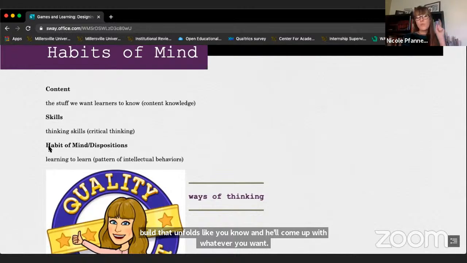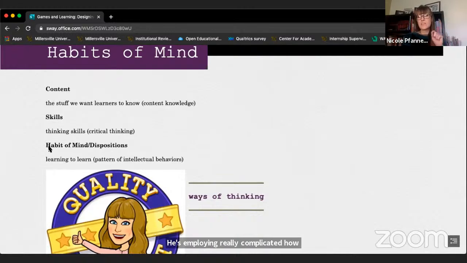He's employing really complicated habits of mind, creativity obviously being one of the most obvious, but beyond the creativity, he's thinking through, how do I use the tools within this space, and how do I allow the space to help shape the ways that I'm thinking about what's going on here. Again, casual games do this really well.